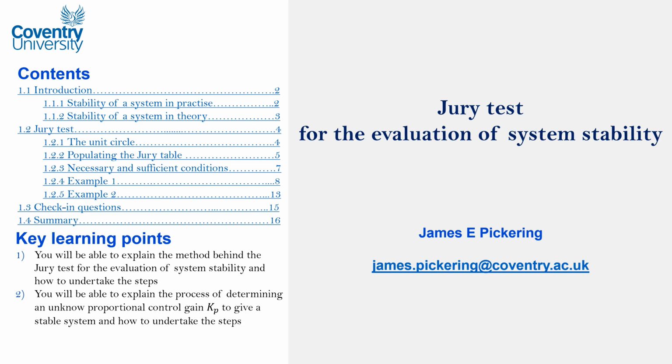So populating the jury table, the necessary and sufficient conditions. Got two examples then to run you through, some checking and then some checking questions and a summary to finish off. So after the end of today's lecture, I hope that you can explain the method behind the jury test for the evaluation of system stability and how to go about undertaking the tests, the steps to the test, and also explain the process to determining an unknown proportional control gain value, KP, to give you a stable system.